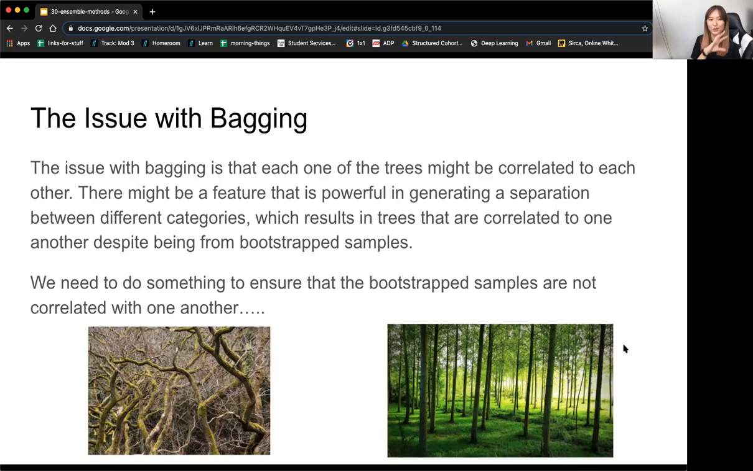Does anyone need clarification on the idea of correlated trees? Cool. So we just need to do something to ensure that the trees aren't correlated with each other. Did I hear someone start asking a question? Yeah, I have a question.